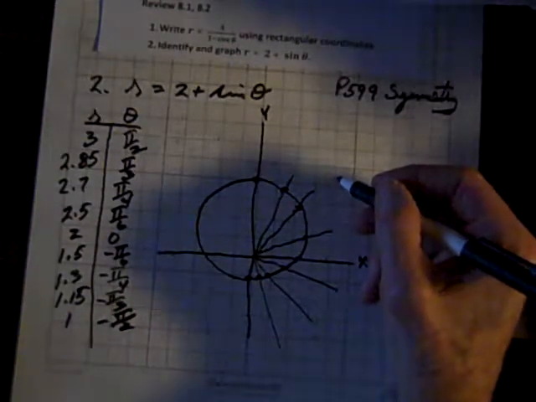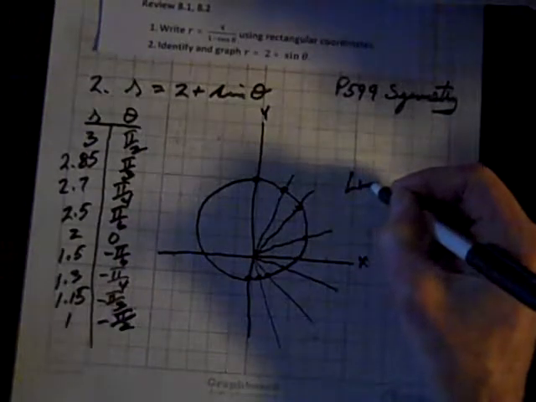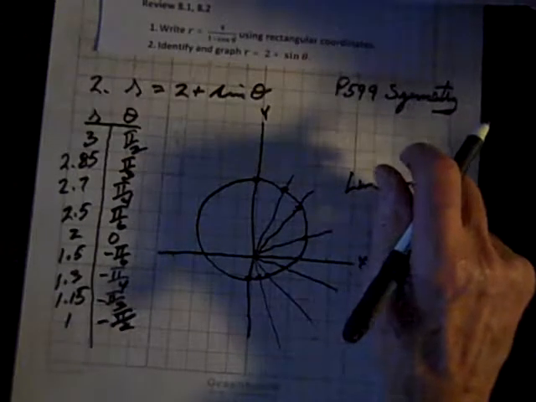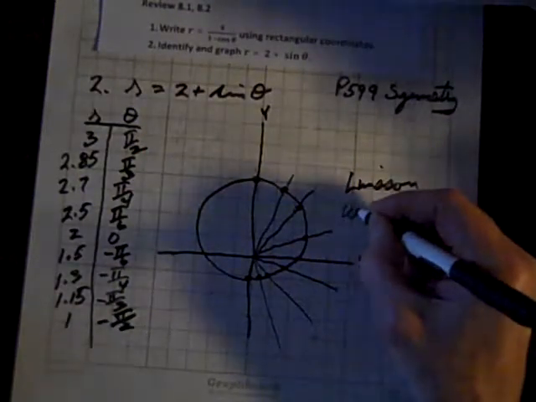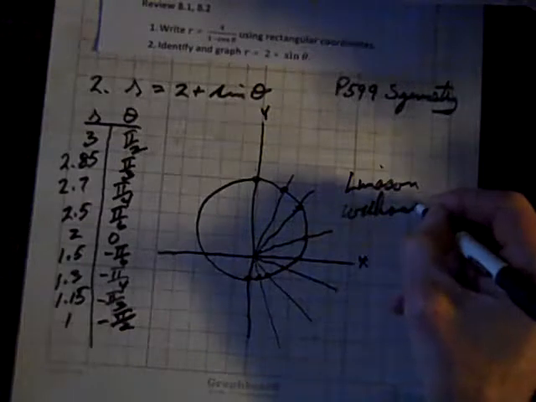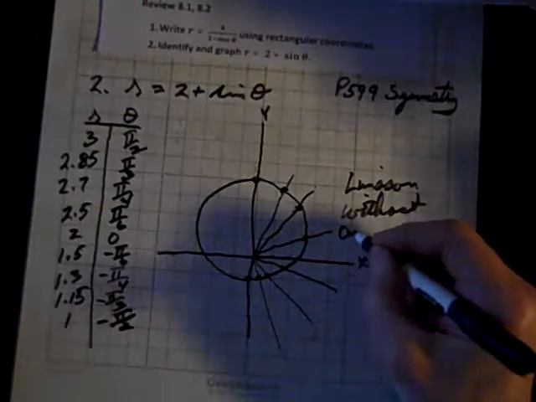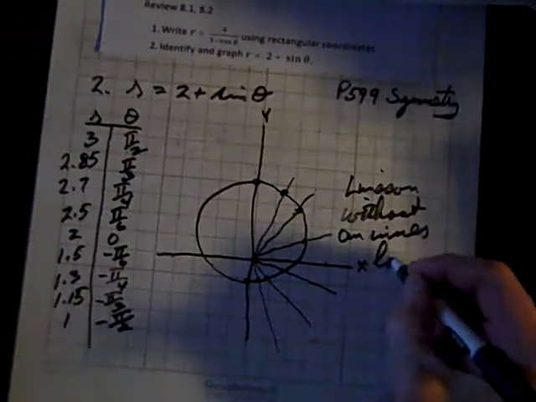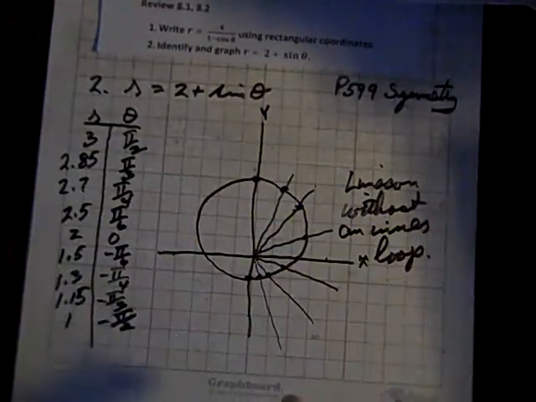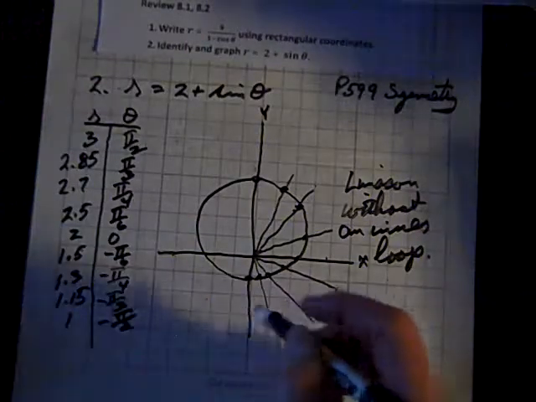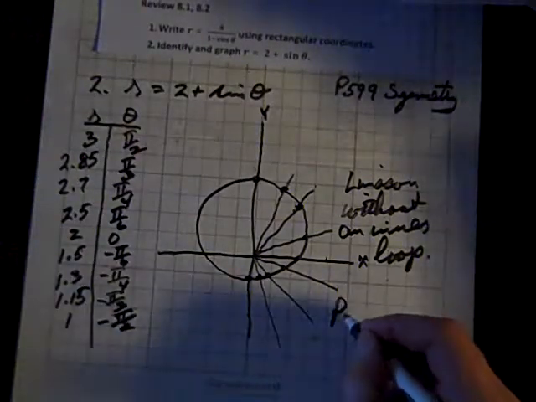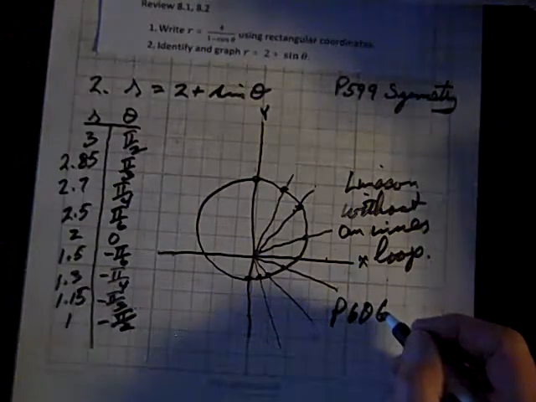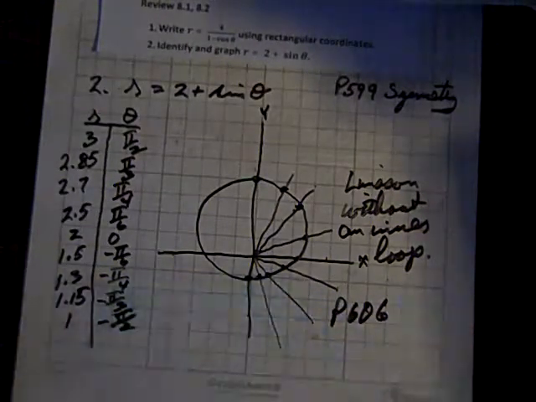And this is what's called a limaçon without an inner loop. And the easy way to do this is go to page 606, and you can use the table, and it gives the general shapes on that table.